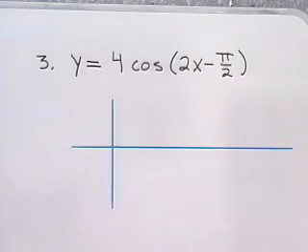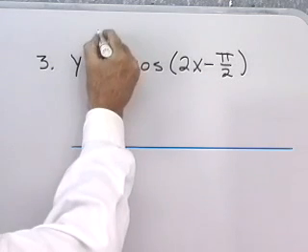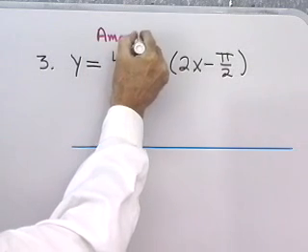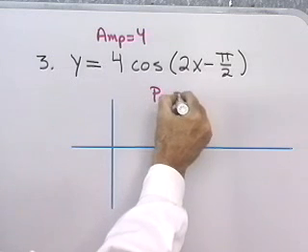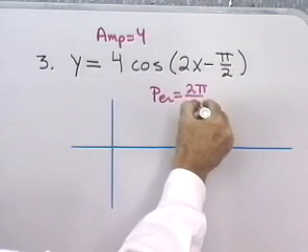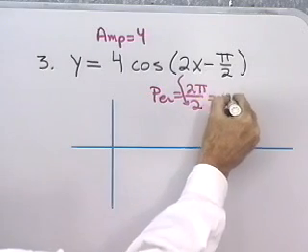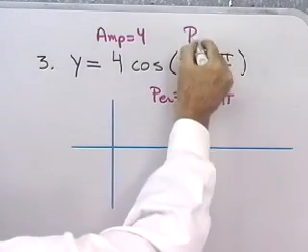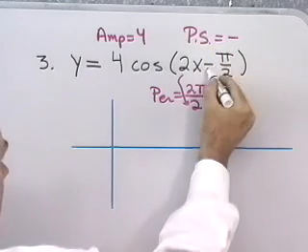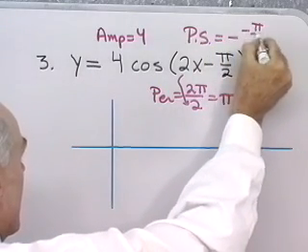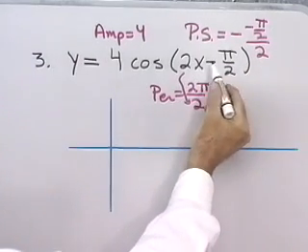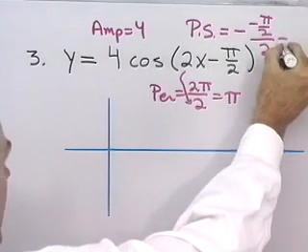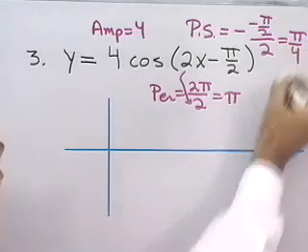Let's try one more. Y equals 4 cosine of 2x minus pi over 2. Okay, I have an amplitude of 4. I have a period of 2 pi divided by 2, that's that coefficient there, which is pi. And then I have a phase shift of negative c over b. So I have negative negative pi over 2, over 2. That comes out to be positive pi over 4.